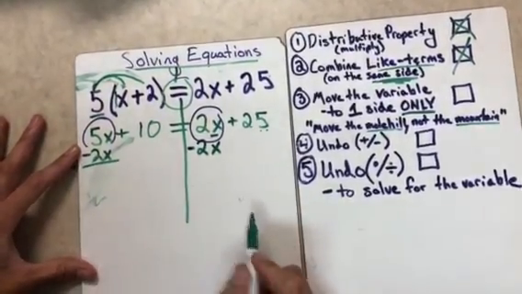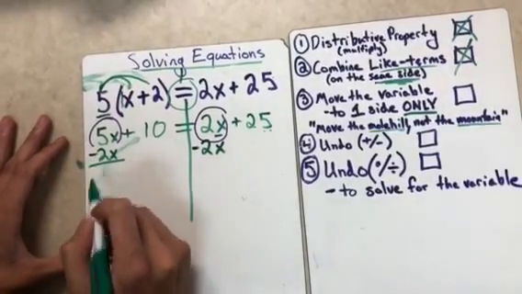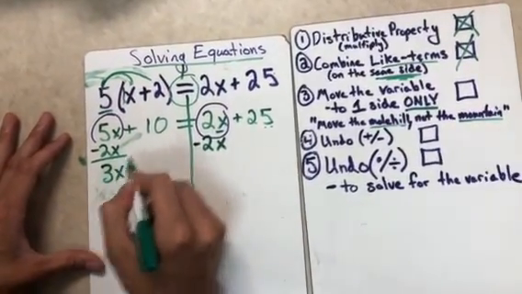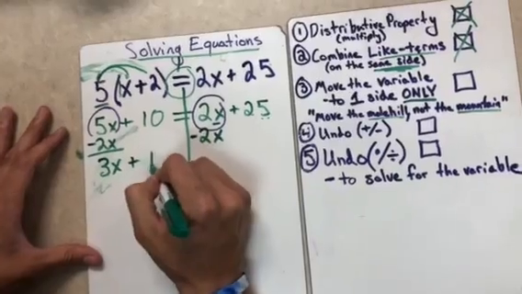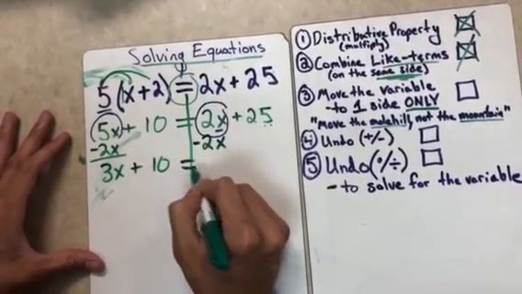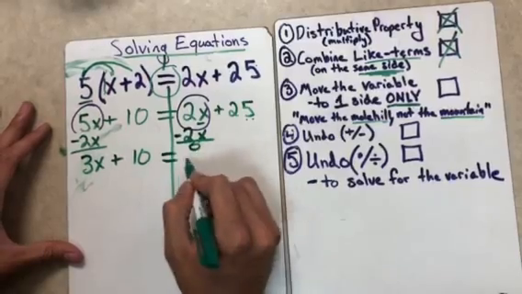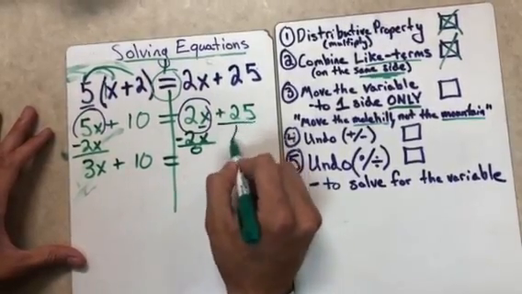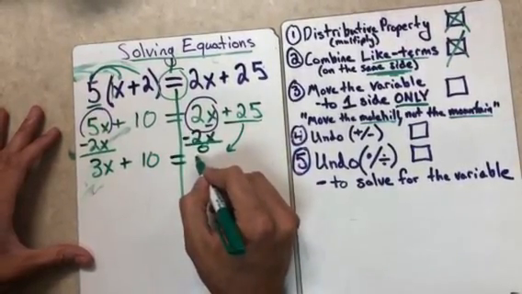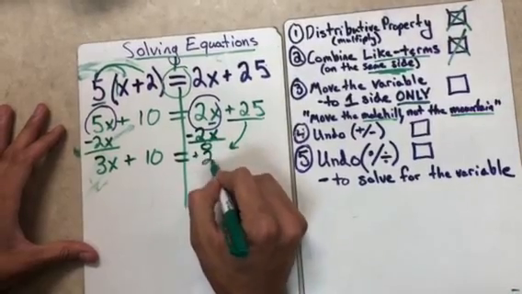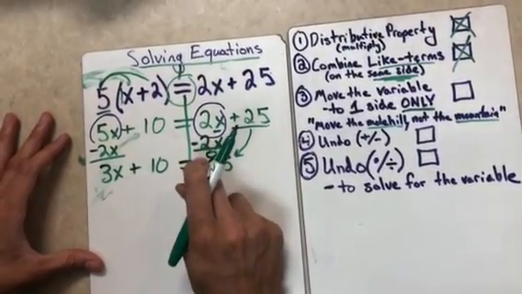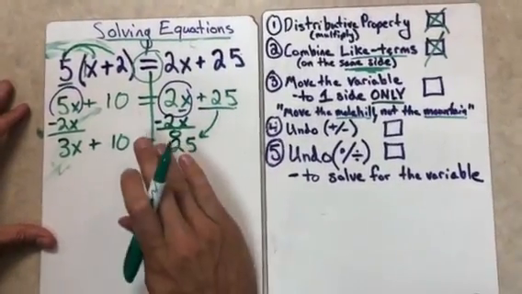All right, so here, I'm going to solve this. 5x subtracting 2x is 3x. Then I bring down everything else. Plus 10, bring down my equal sign. 2x subtracting 2x is 0, so I don't need to write that. And what do I have left? I'm going to bring this down. Instead of writing plus 25, I can just write 25 because that's the same thing as a positive 25.